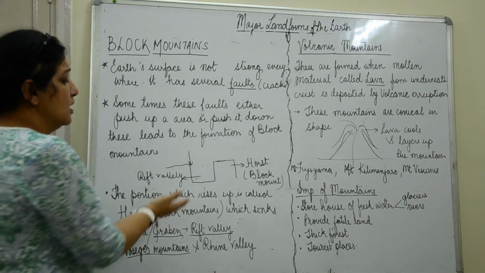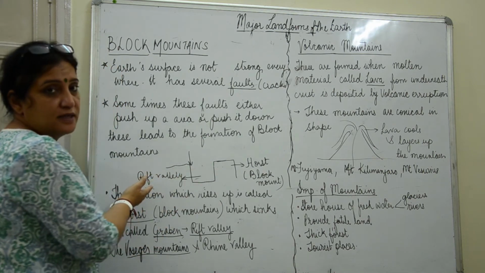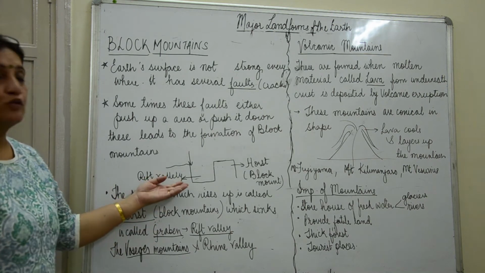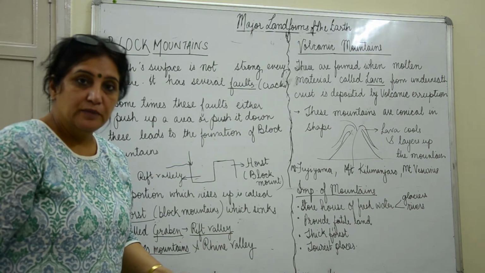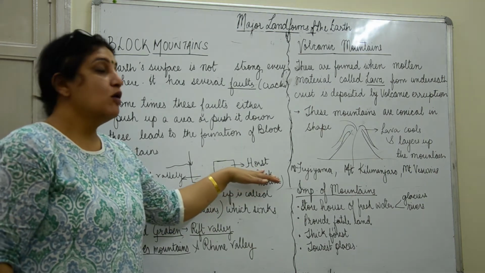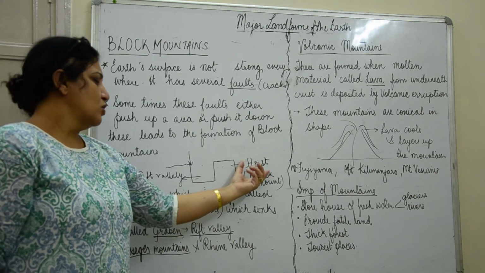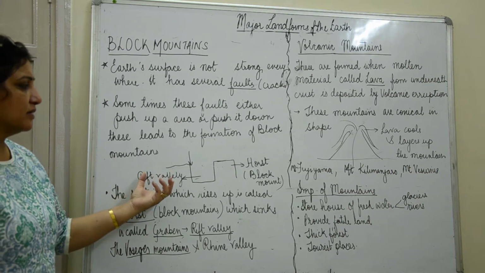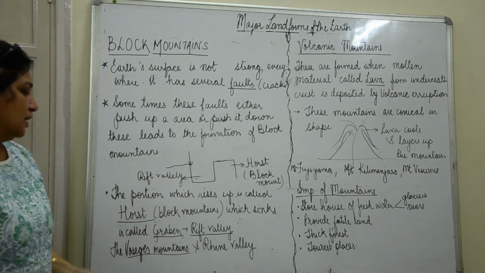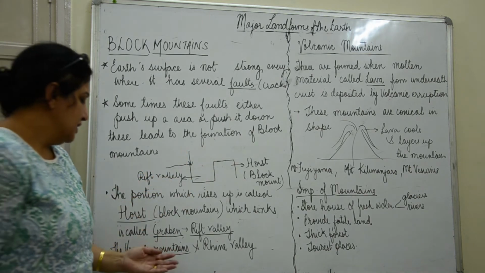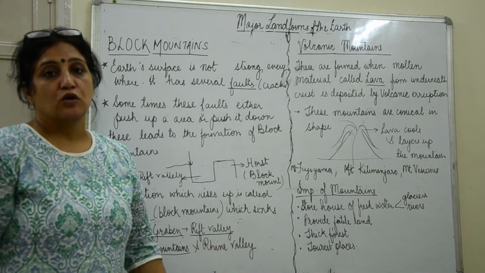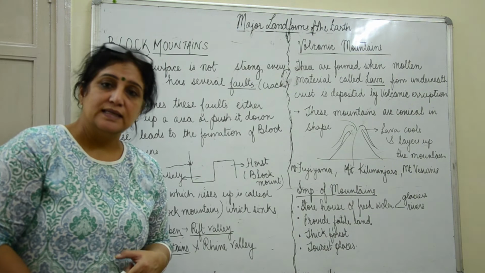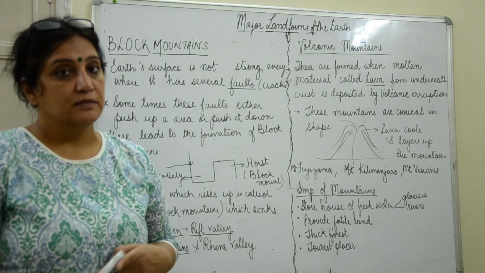So the area which is pushed down forms the rift valley, or it is also called the graben. The area which is pushed up, which will form the block mountain, is also called the horst. Okay, so these are horst and the rift valleys or the graben. Horst and the graben. Okay, and an example for them is the Vosges mountains and the Rhine valley, which is in Europe. In India also we see these mountains. We see them in the Narmada valley.